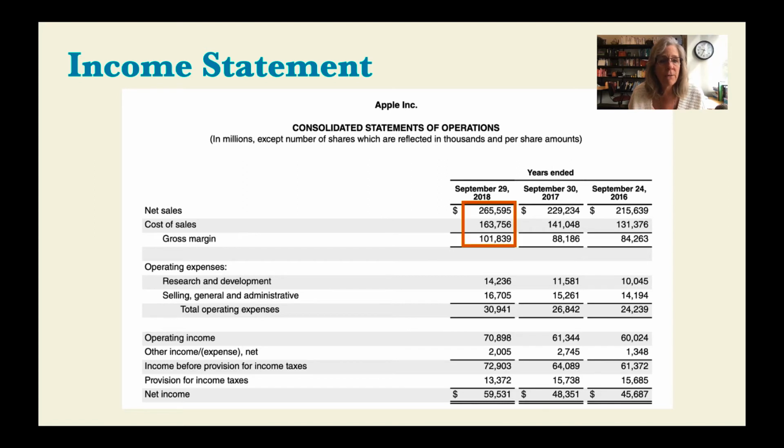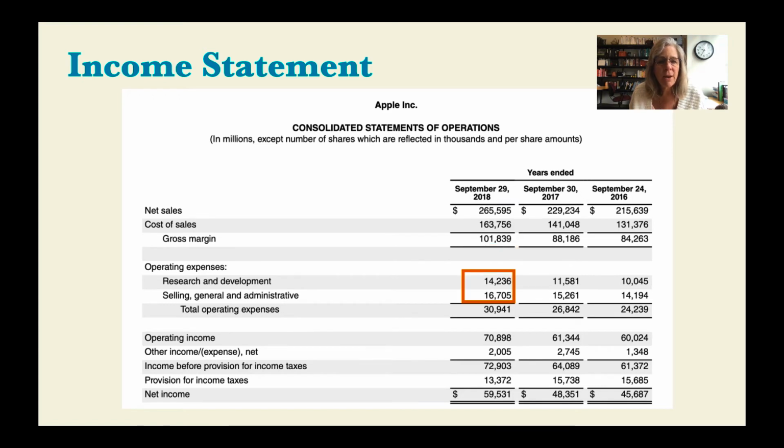So if we just look at the first year, September 29th, 2018, and the previous year, it shows us what the net sales were. And again, these are in millions. And then the cost of those sales. And then what's called a gross margin, which is the difference between what you sold and what that cost you. So they made $101 billion in gross margin.